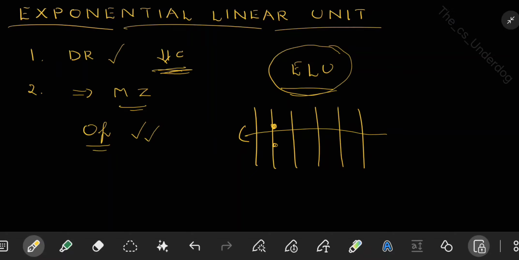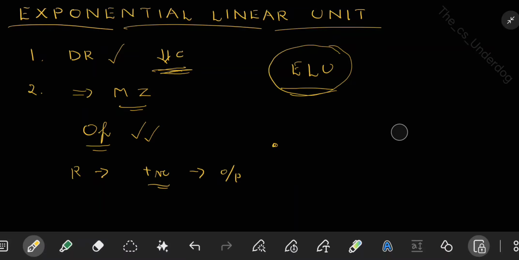In case of ReLU, let us take standard ReLU activation. What happens in case of standard ReLU? Whenever you are having a positive input, let us say some positive input, then your output is also positive. This is what happens with standard ReLU. But what if you are having a negative input? In all those cases, your output is 0. It is not negative, it is 0.